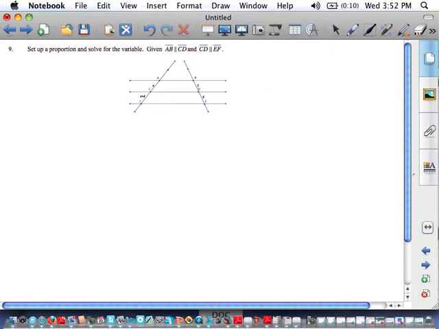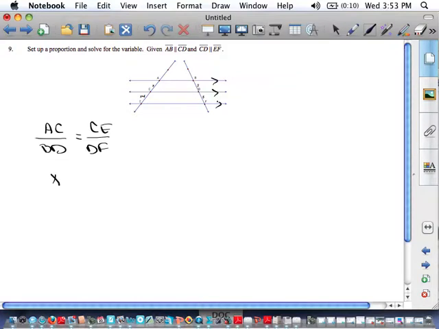Number 9 says set up a proportion and solve for the variables. Here you are given that these are parallel. AB is parallel to CD. CD is parallel to EF. So remember, that divides these proportionally so that AC is to BD as CE is to DF. So I can set up a proportion.